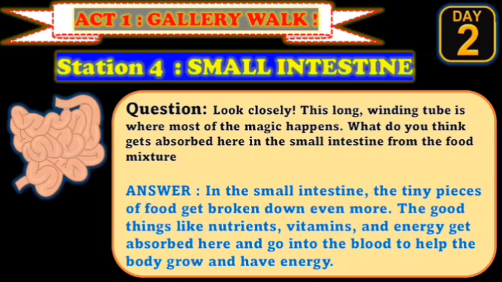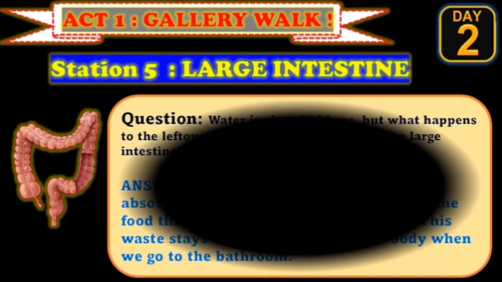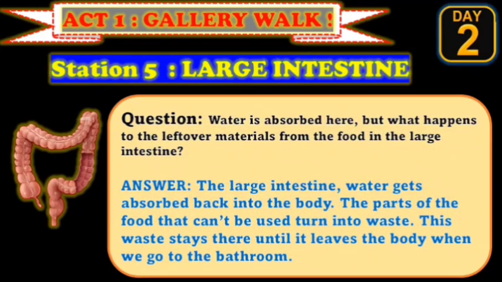grow and have energy. And for the last station, it is large intestine. The possible answer is that in the large intestine, water gets absorbed back into the body. The parts of the food that can't be used turn into waste. This waste stays there until it leaves the body when we go to the bathroom.